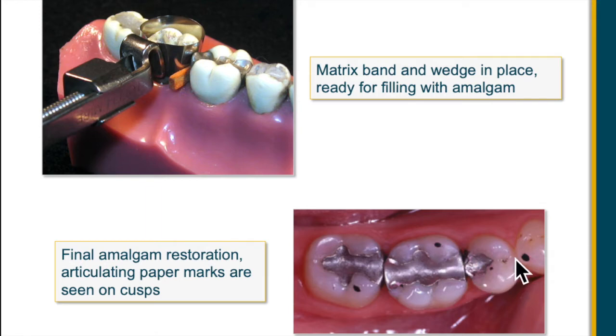And the black spots here are the articulating paper that I mentioned earlier, and that's how the dentist determines that the biting forces are not on the amalgam, that they're on the tooth's cusps.